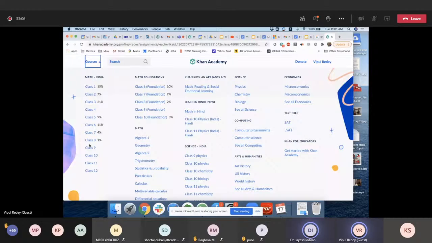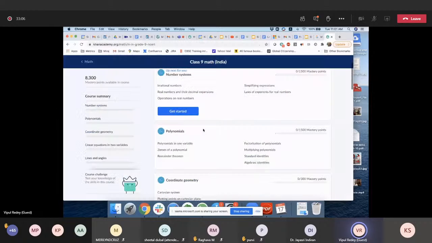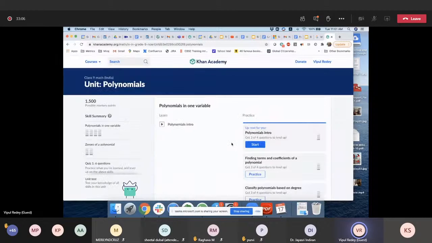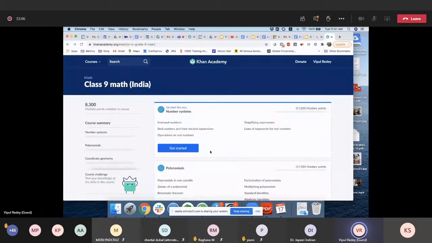Say, for example, polynomials is a topic that has created all kinds of gaps. Those gaps have compounded over time and shown up in a lot of other subject areas. Now over here, if you were to go into polynomials, by the way, for grade 9, you'll see that all of the content in here is exactly in the same order that you would see it in your NCERT textbook.